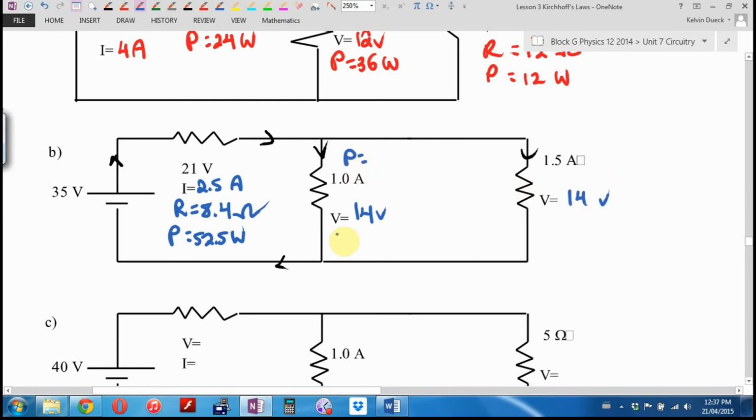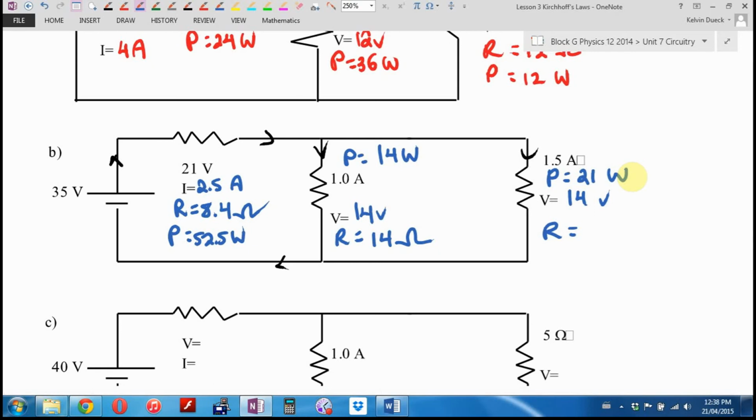Find the power. Find the resistance. Power, I can do that. Resistance, I can do that as well. Resistance, dividing by 1.5, that's a little yuckier. That's dividing by 3 over 2, which is the same as times by 2 divided by 3. 28 divided by 3. Ugh, it's going to be repeating. 9.33 ohms? Am I right? For the right hand? I'm doing it in my head. Am I wrong?